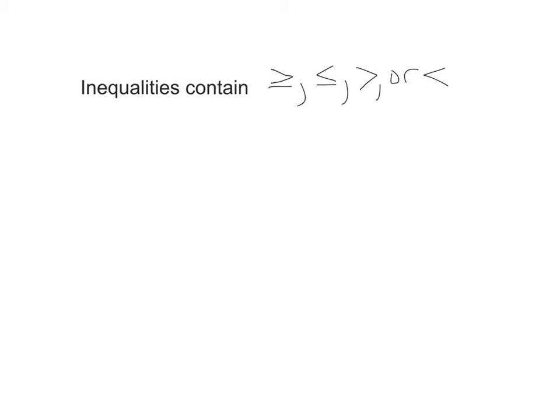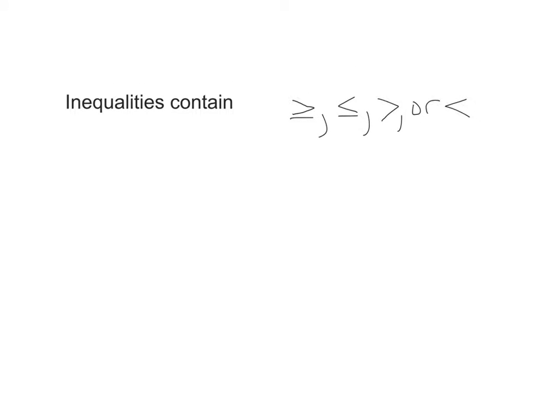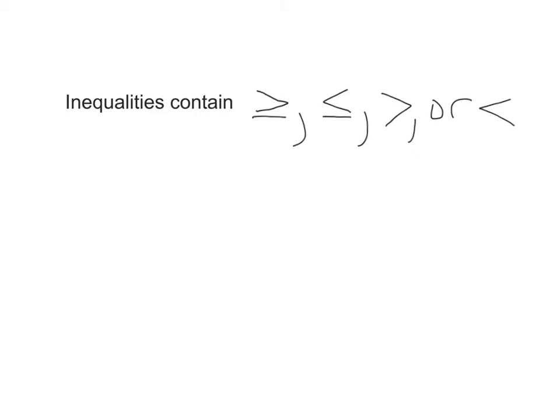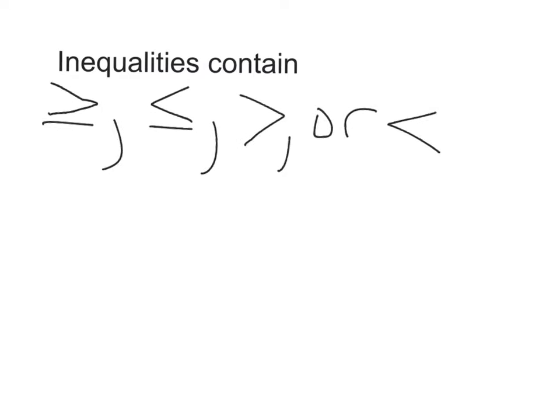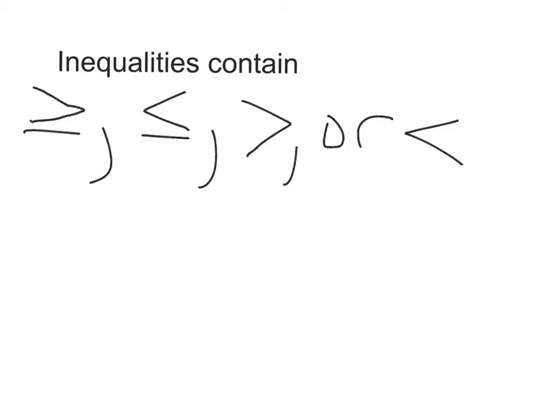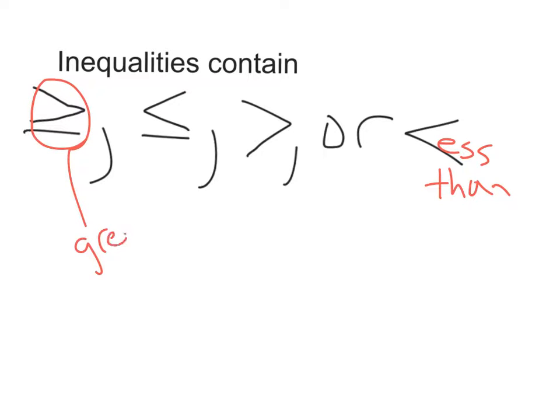So once again, the inequalities are going to contain one of these 4 signs. Inequality means not equal. So when you look at your signs, how do I know which one is which? Just remember, the one that kind of looks like an L is the less than, or the less than or equal to. The little line underneath means or equal to.